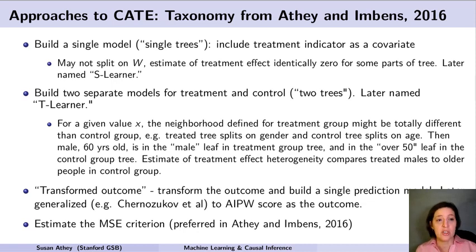So the first thing you might do in trying to use regression and classification trees to analyze treatment effect heterogeneity is just build a single model of outcomes, Y, as a function of X and W. So just treat your treatment indicator W as if it was another feature or covariate and just throw it into the regression tree. And we call that the single tree method.